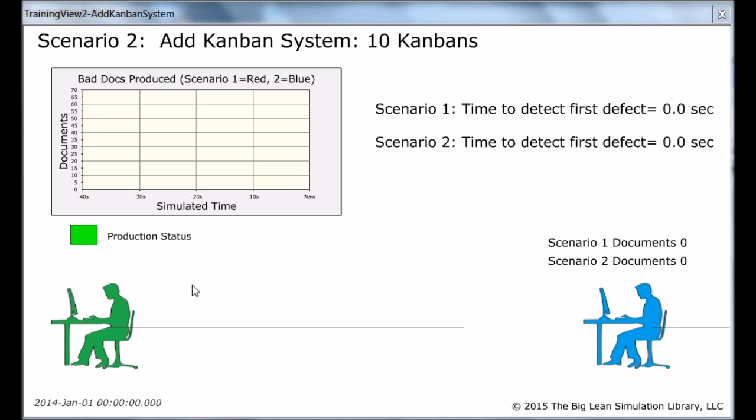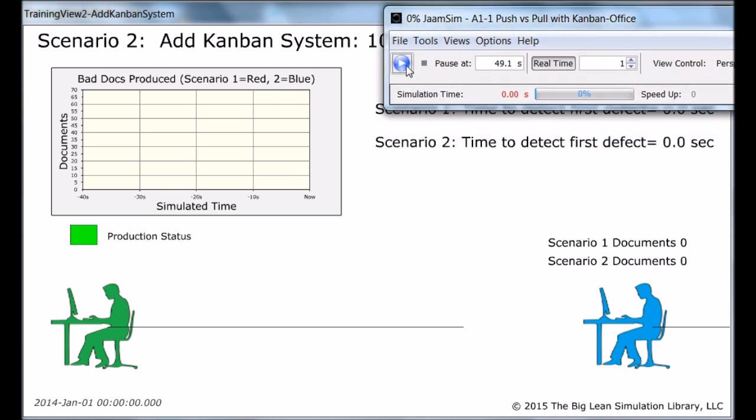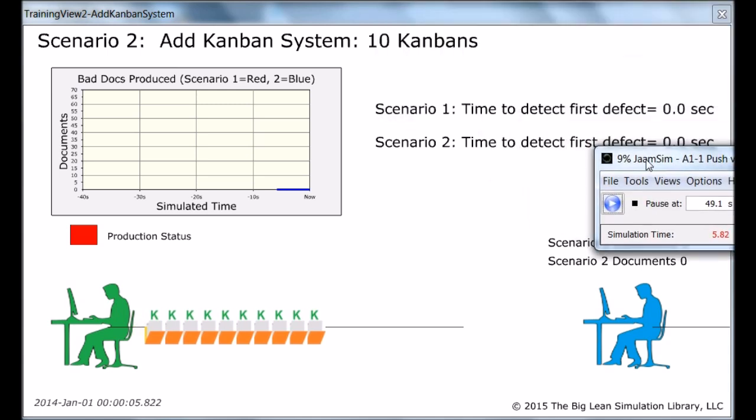So in this view, we're going to do everything exactly the same. The only difference is we're going to add Kanbans. Now the Kanbans could be a physical card that's actually with the document, or it could be any way of electronically keeping track of these same numbers. So let's go ahead and run this one. And what we're going to do is we're going to have 10 Kanbans in this system. So he produced 10. 1, 2, 3, 4, 5, 6, 7, 8, 9, 10. And then he used all the Kanbans, which are represented by the Ks here on top of the documents. And so once he had no more Kanbans, he stopped producing.